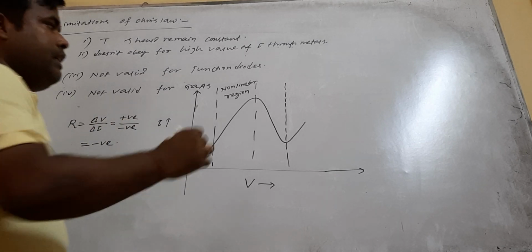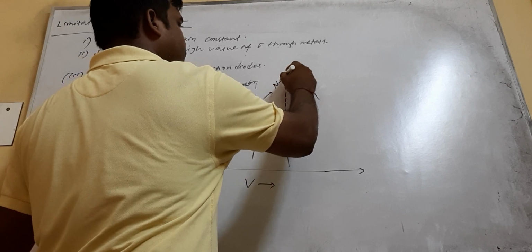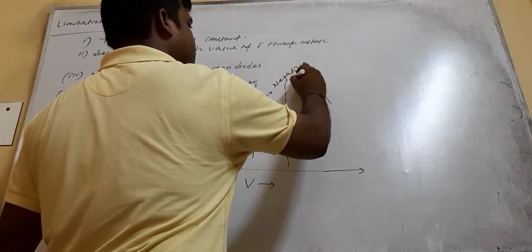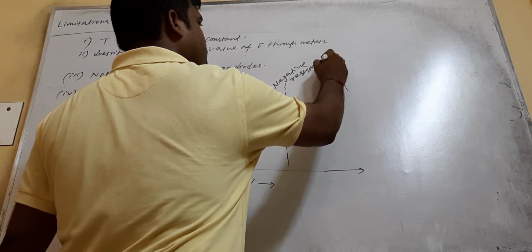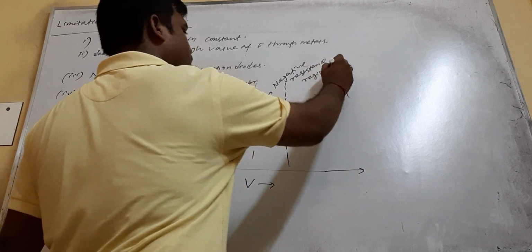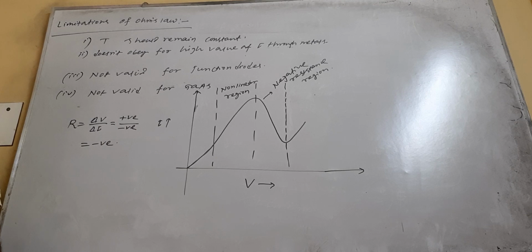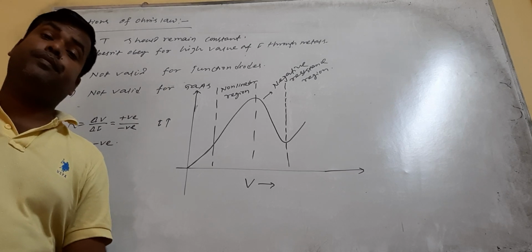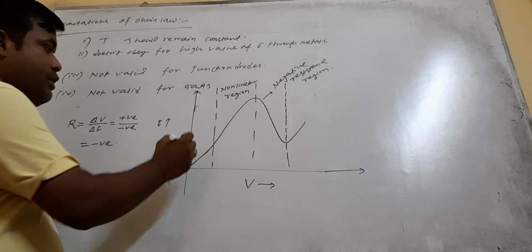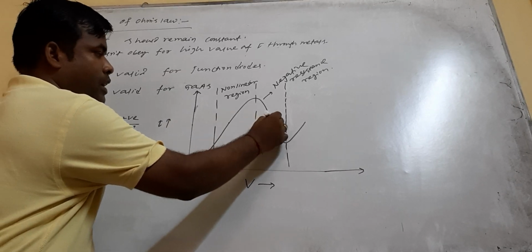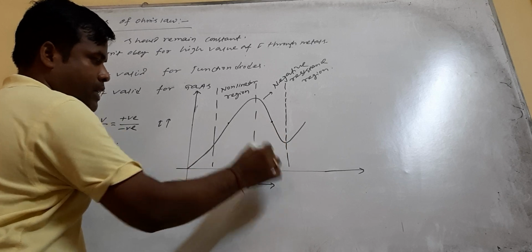So you remember, this is the negative resistance region. You see from the graph that you will get the same current at different values of voltage. Suppose you take this value of the current, you get it at different values of voltage.